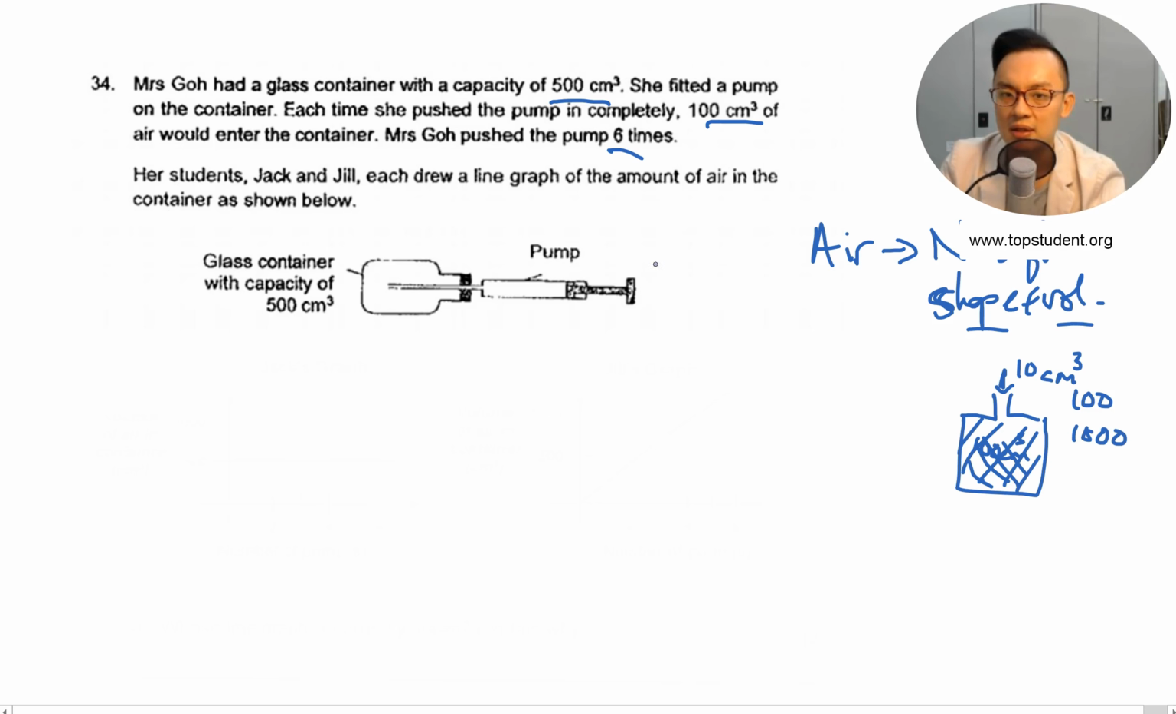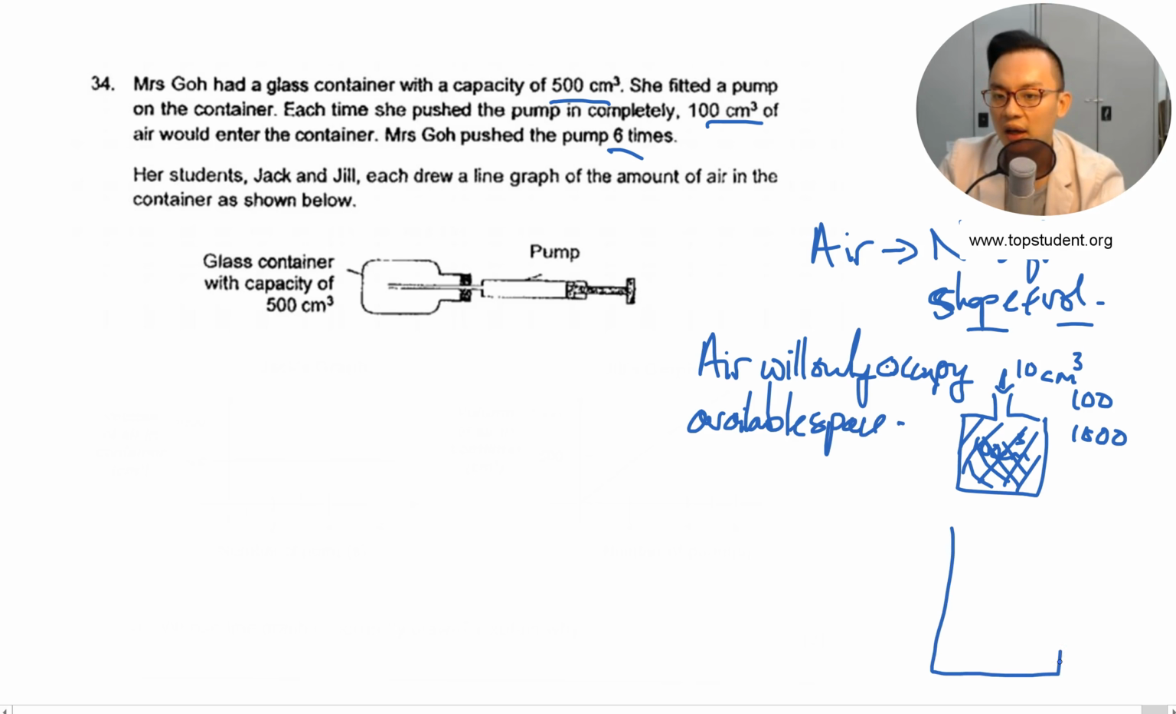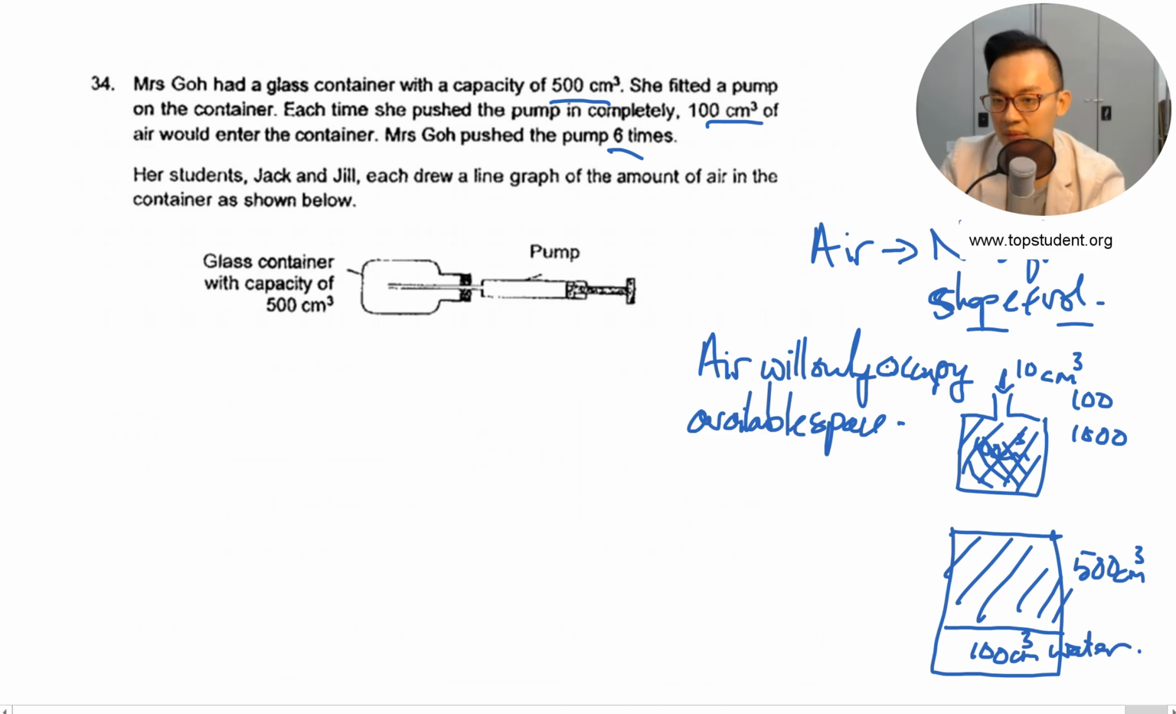So the key thing to remember is that air will only occupy the available space. Therefore, if I have a container that is 500 cubic centimeters, but 100 cubic centimeters is water, air will only be able to occupy the 400 cubic centimeters. It cannot occupy more than that, it cannot occupy less than that. Any amount of air you put inside will occupy this 400 cubic centimeters.